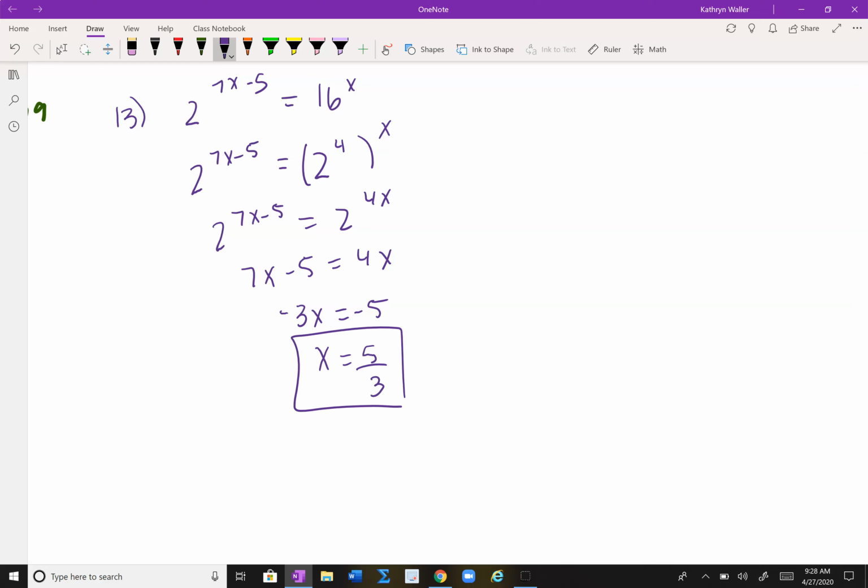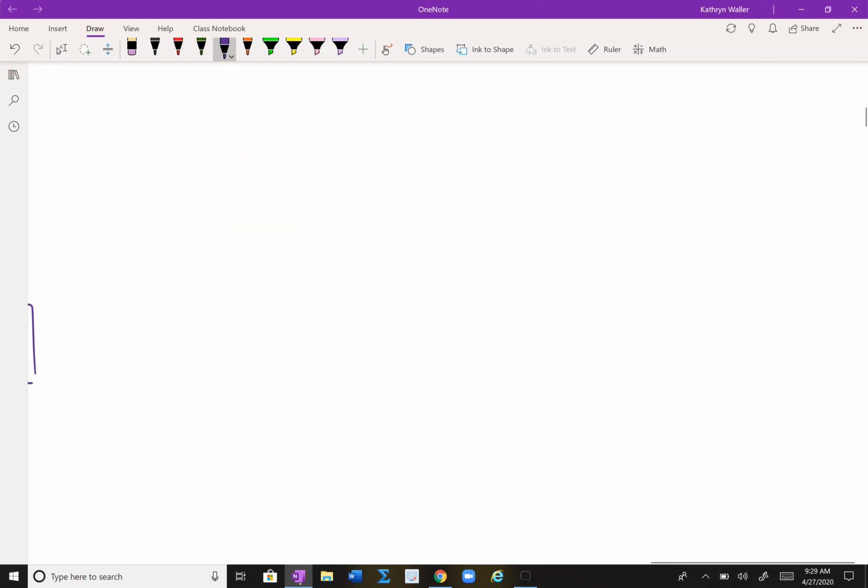And again, not required to check because it wasn't given in log, but store that 5/3 in, put it in the left, put it in the right, and you should get the same thing on both of them. Okay, number 14.